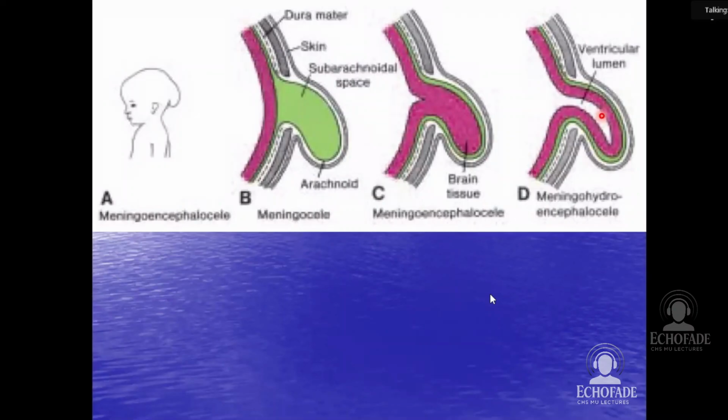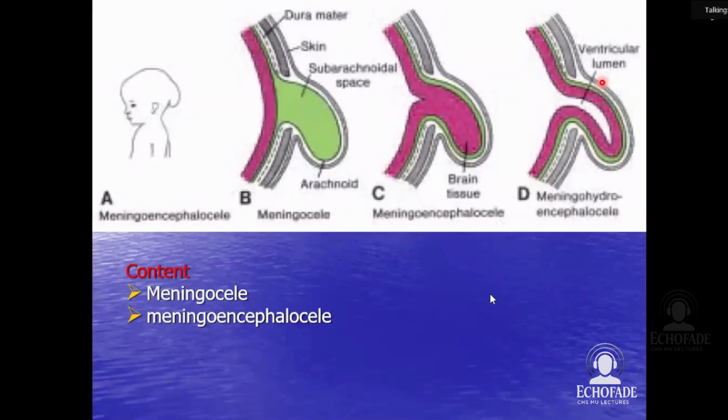Meningohydroencephalocele. Hydro because it has water. It has a part which is cerebrospinal fluid. So these are some of the congenital malformations that we have, especially in the head region, where you will notice protrusion. These protrusions can be in several areas.